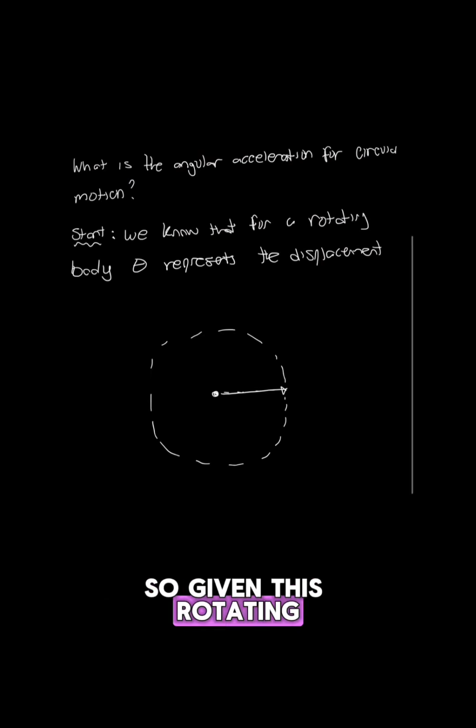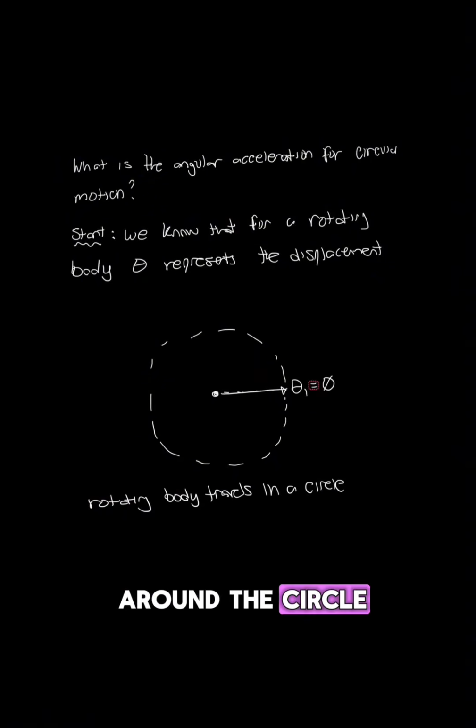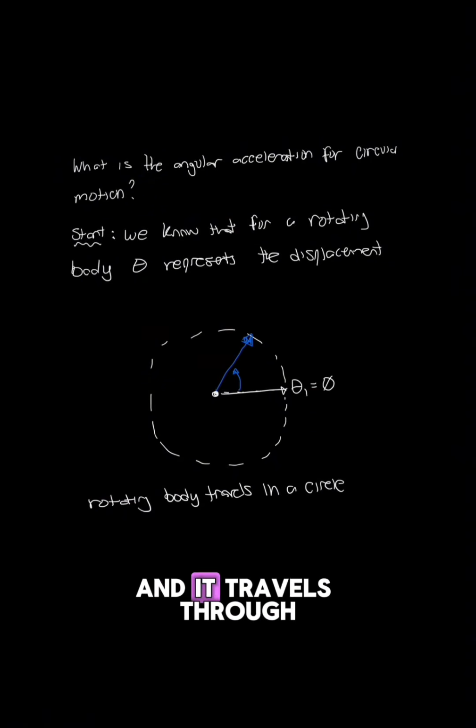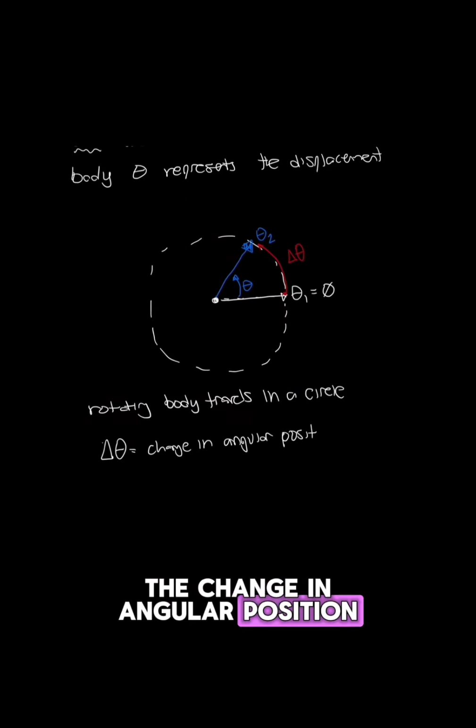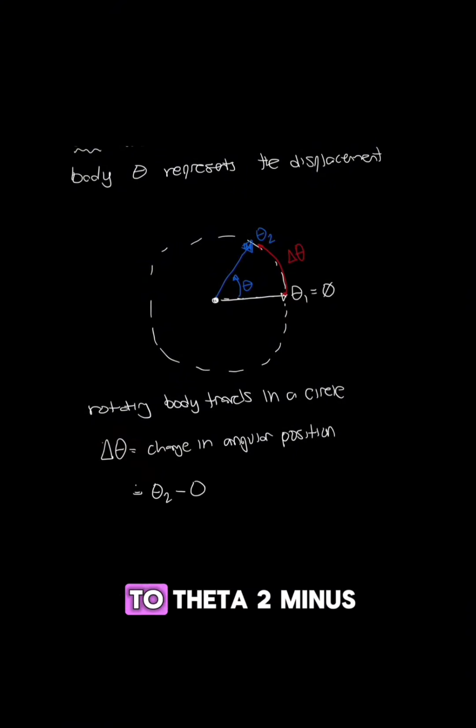So given this rotating body here, it travels around the circle, starting at theta 1 equal to 0, and it travels through an angle to a position theta 2, and this distance here is going to be delta theta, where delta theta is the change in angular position, and it can be quantified as equal to theta 2 minus theta 1.